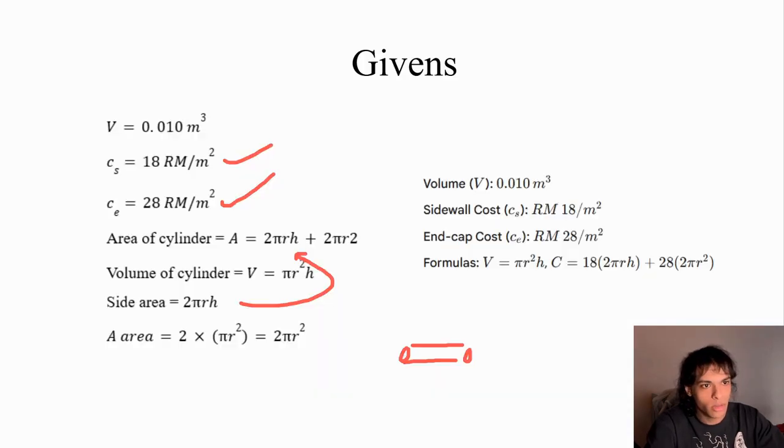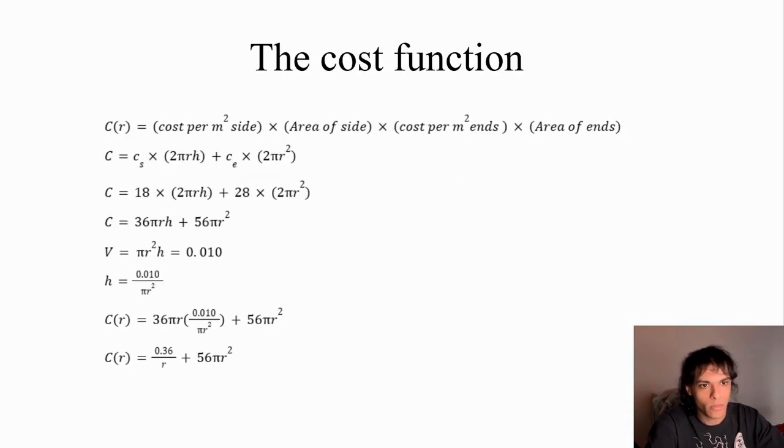So the height is equal to 0.010, which is the volume, divided by pi r squared. We just rearrange this formula. It's just a normal equality, right? We know that V equals pi r squared h, so we take this to the other side, and we take this to this side, so that we can find the h. Next, we substitute that back into the formula in order for us to have only one variable, which is the r. Now it's easier for us to find the r.